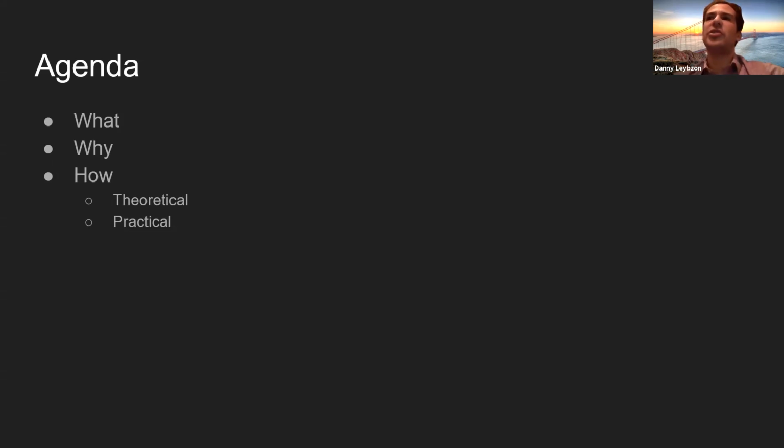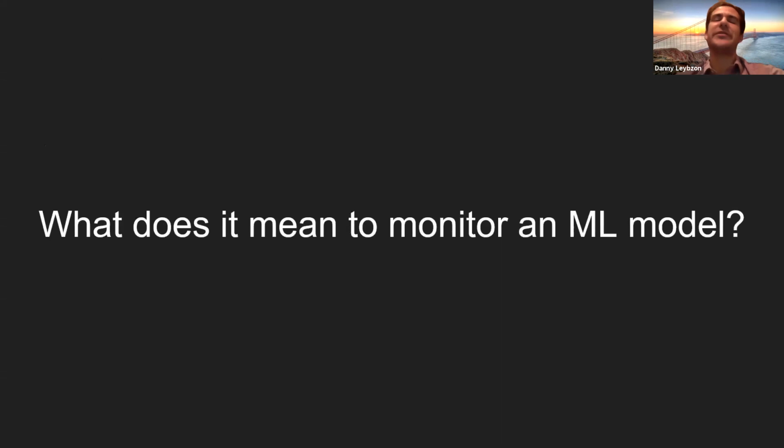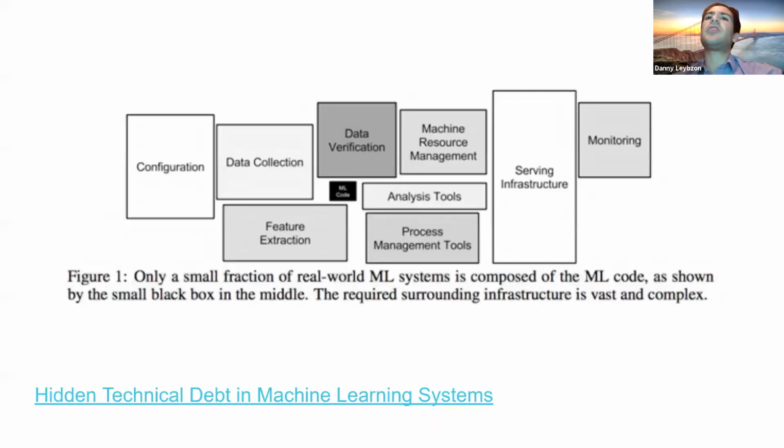So without further ado, let's try to figure out what it is that we're talking about. What does it mean to monitor a machine learning model? And I think to really understand this, you need to understand the general space of machine learning engineering and all of the work that's being done to get real business value out of machine learning models. So the paper that really started this whole conversation is named Hidden Technical Debt in Machine Learning Systems. You might recall this paper. If you don't, it was a really prominent paper that Google put out.